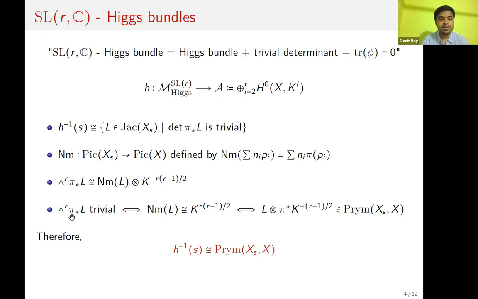And so therefore, the determinant is trivial if and only if this norm of L is isomorphic to K^(r(r−1)/2), and that is equivalent to saying that L ⊗ π^*K^(−(r−1)/2) is in the kernel of this norm map. So the kernel of this norm map is basically the Prym variety for the morphism π. Okay. And Hitchin also proved that the generic fibers for SL(r, C) Higgs bundles are isomorphic to this Prym variety.